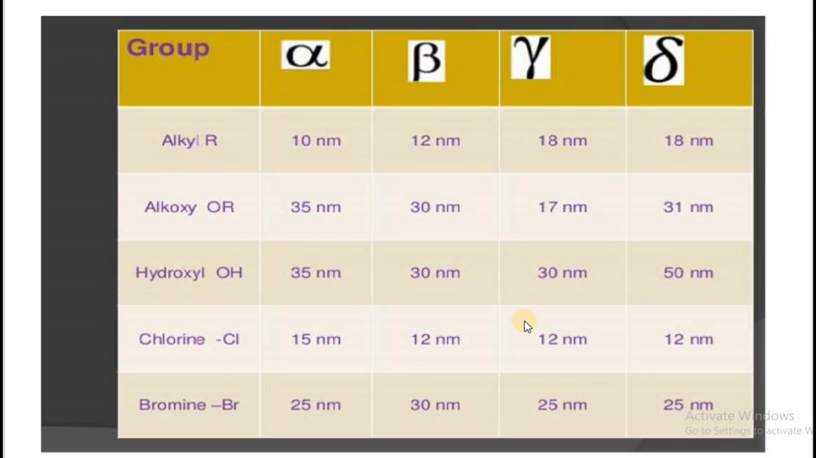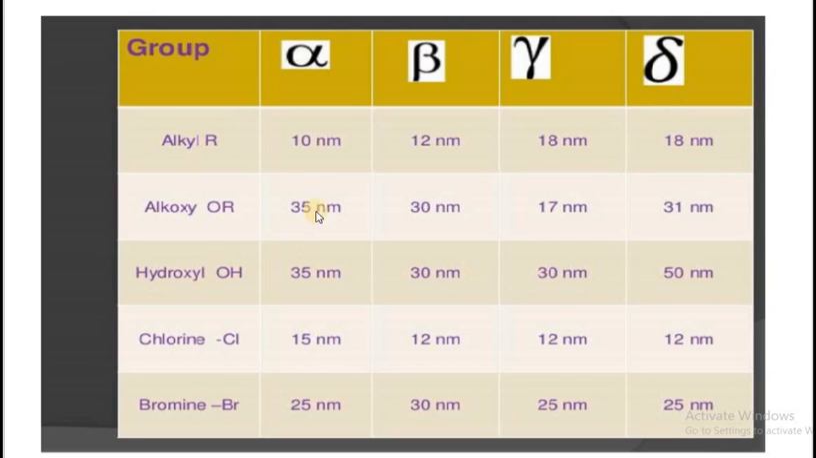We can write the values in the tabular form also. In this, alpha, beta, gamma, delta positions are shown, and various groups have different values. This is also shown, which we have done in earlier slide also. Alkyl group, if present at alpha, then 10 nanometer is to be added. If at beta, then 12. If at gamma, then 18. Then at delta, 18. Same.